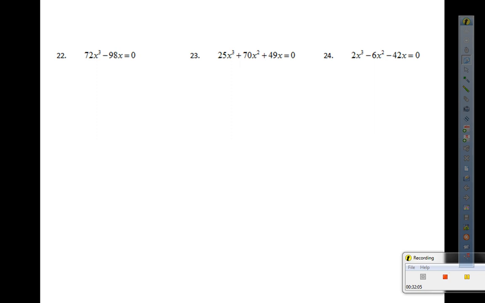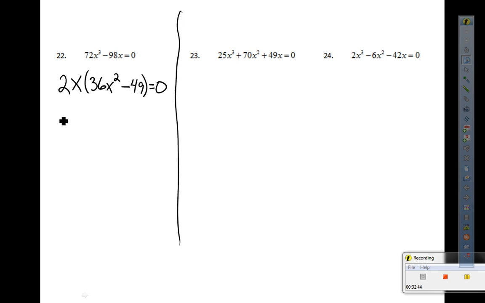We have to decide if there's anything in common. Well, for sure, there's an x. And then ask yourself, is there a number that goes into 72 and 98? And the answer is yes, there is, a 2. So we're going to factor out a 2x. 2 times something is 72. That's a 36x squared. Minus 2x times something is 98x. That is a 49. Just write down your 2x, and then look at 36x squared minus 49.